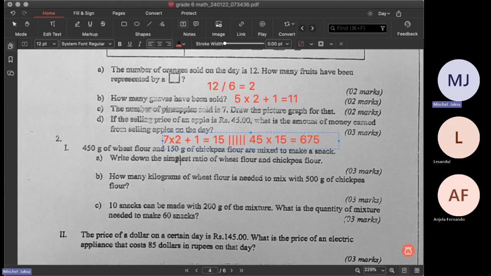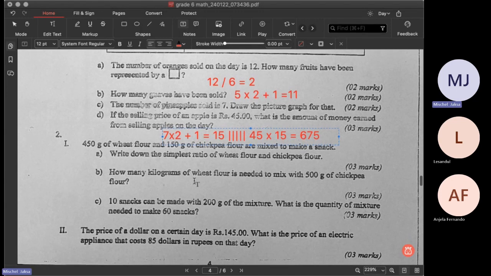Okay. Next question. 450 grams of wheat flour and 150 grams of chickpea flour are mixed to make a snack. Write down the simplest ratio of wheat flour to chickpea flour. So it is 450 to 150. So what is the smallest one?